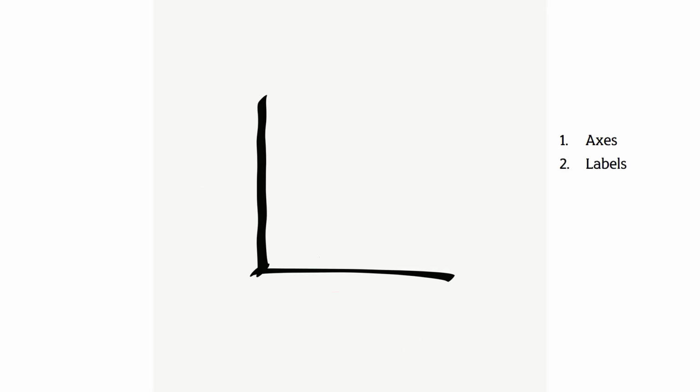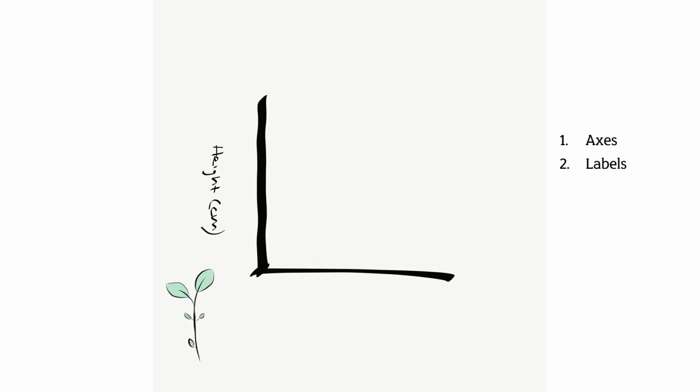We also need to include labels for each axis so readers can interpret the graph. For example, in this graph we are measuring the growth of a plant over time. Therefore, the height of the plant is the dependent variable and will go on the y-axis. On the y-axis we will write the label as height and in brackets, centimetres.